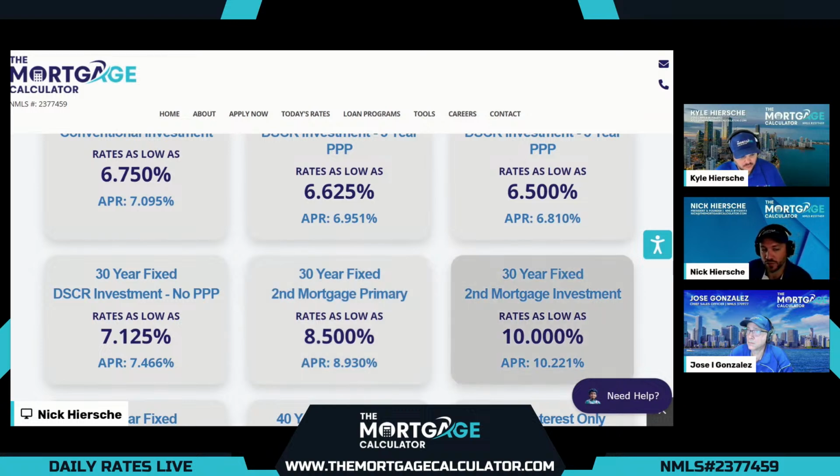And again, same thing for investment properties, that fixed rate second mortgage to get that cash out. And HELOCs are rare for investments. Hopefully Jose has an option, but you'll see that they're a little bit more rare. For a second mortgage on an investment, rates are as low as 10 flat, final APR 10.221.